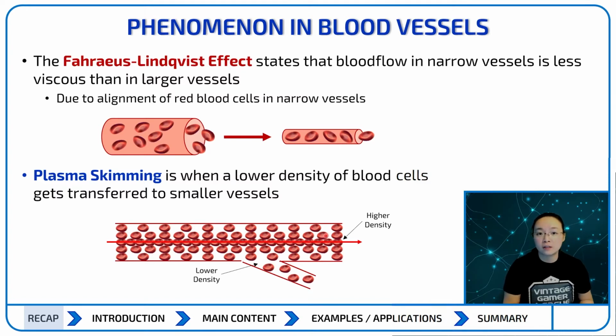This means that if your blood vessel does branch out into smaller vessels, then it's going to skim a smaller amount of red blood cells because the majority of your red blood cells are going to be in the center, and you're only left with the low density blood cells at the edges. So that would describe plasma skimming.